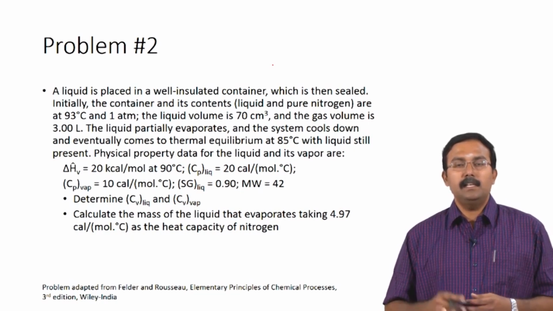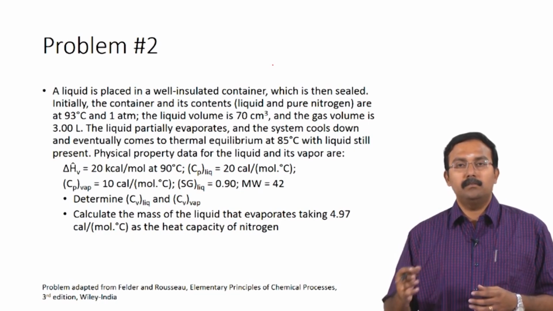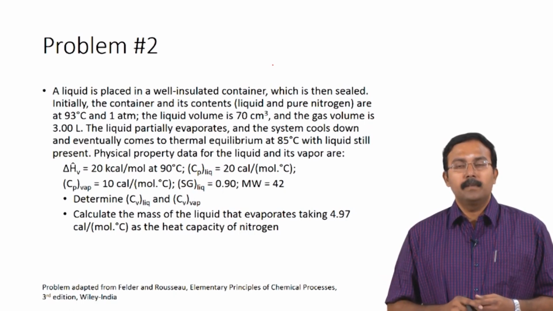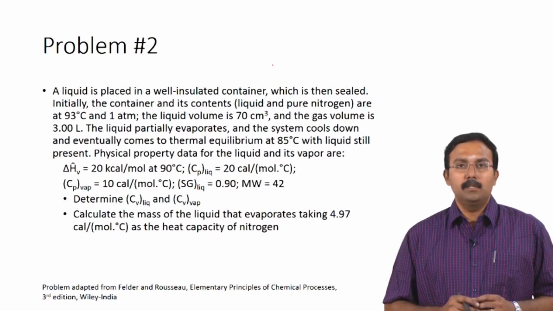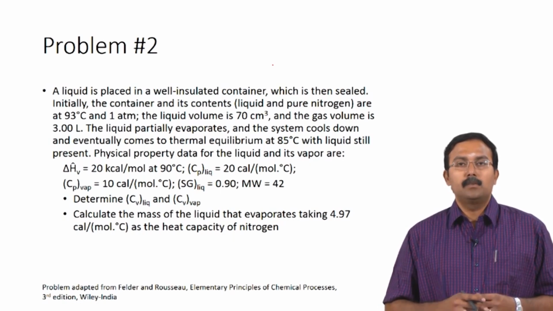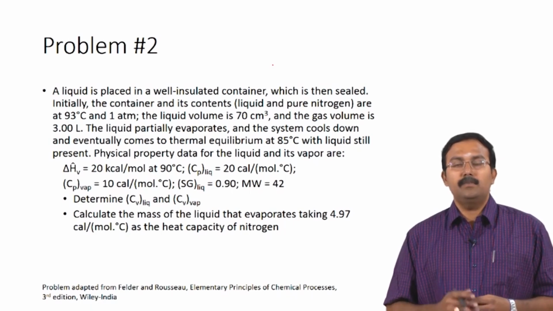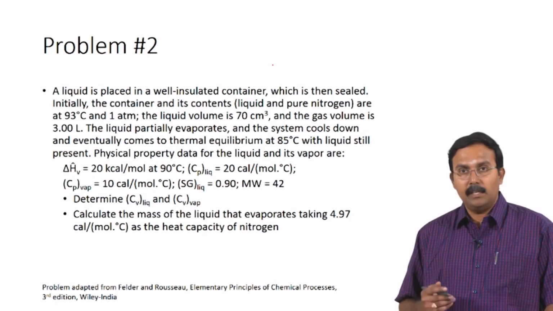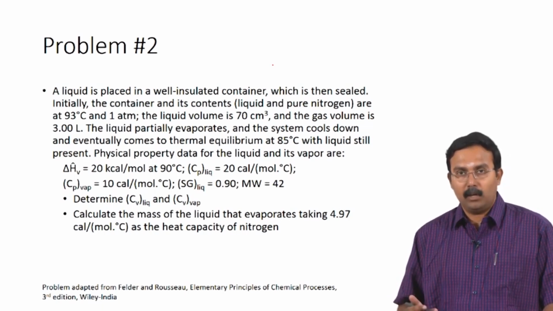Change in internal energy can be calculated for temperature change processes as integral Cv dT. So, we need to know the Cv values. Here in the problem, we have been given the Cp values, so we have to calculate the Cv values from these Cp values. In one of the earlier lectures, we have actually discussed how Cp and Cv can be correlated.